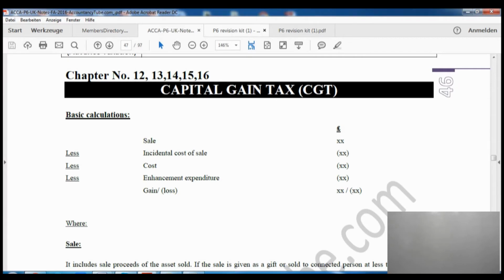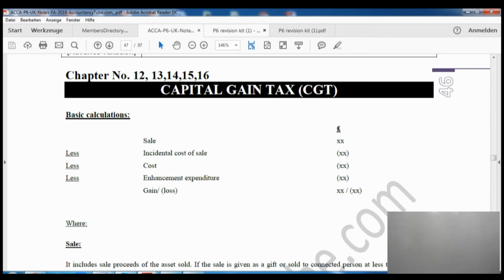So let's move to our lecture notes. From chapter 12 to chapter 16, don't worry, these are just small chapters. From chapter 12 to chapter 16, we have capital gains tax. As you can see on your screen, page number 46. First of all, how to calculate the capital gains calculation.